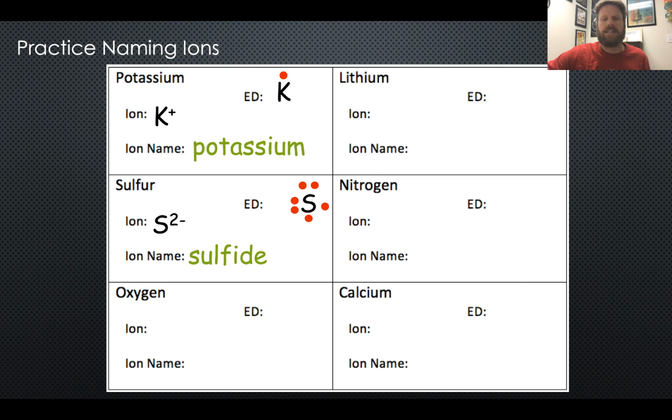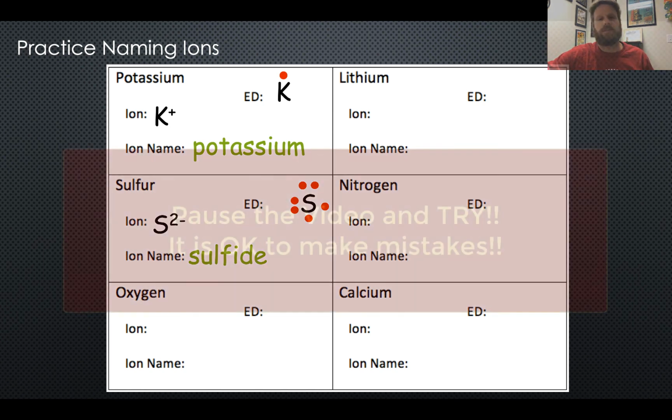Pause the video and attempt the other 4 examples. Draw the electron dot structure, determine the ion, and then name it. You got this. Pause the video and try it out. Press play again after you have attempted them.